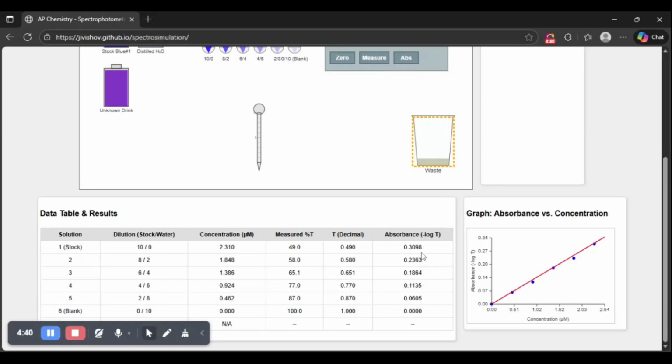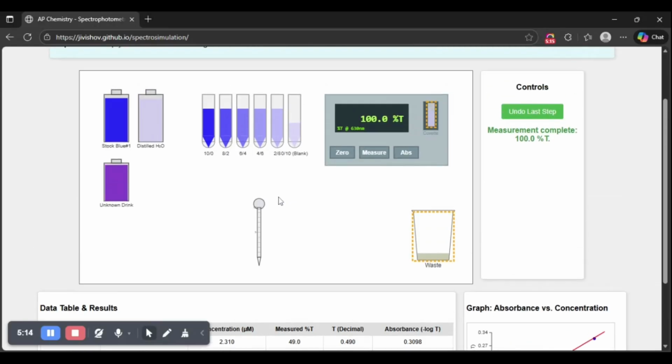And with this information, we can also determine the slope of this line by just dividing absorbance over concentration. So for example, if we were to do solution 2, it would be 0.2363 divided by 1.848, which should give us the approximate slope of 0.1358.